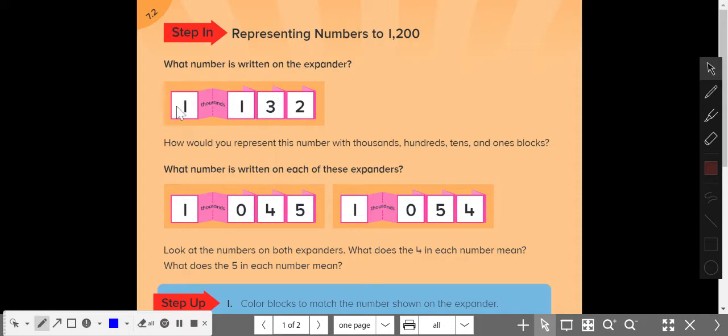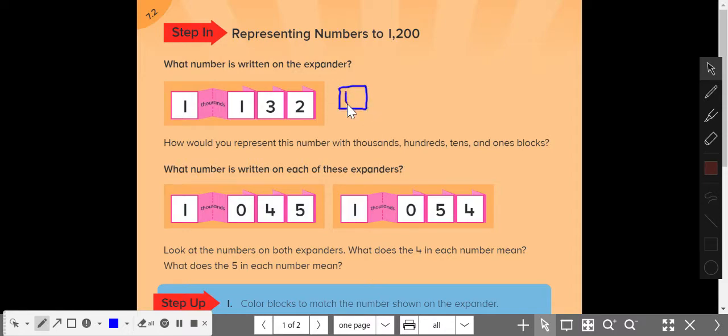We have a 1 in the thousands place, a 1 in the hundreds place, a 3 in the tens place, and a 2 in the ones place. How would you represent this number with thousands, hundreds, tens, and ones blocks? Let me show you how to draw those.